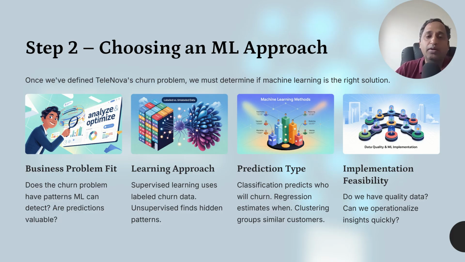So now that we have defined TelNova's business problem, customer churn, we need to decide if machine learning is the right solution, and if so, how to approach it. There are 4 key lenses we use to evaluate this. First, we start with the business problem fit. Does this problem have a pattern that ML can detect? Not everything can be done by machine learning. For churn, the answer is yes.